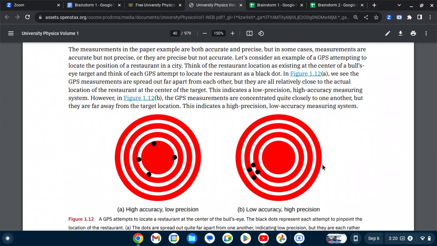In figure 1.12a, we see the GPS measurements are spread out far apart from each other, but they are all relatively close to the actual location of the restaurant at the center of the target. This indicates a low precision, high accuracy measuring system. However, in figure 1.12b, the GPS measurements are concentrated quite closely to one another, but they are far away from the target location. This indicates a high precision, low accuracy measuring system.